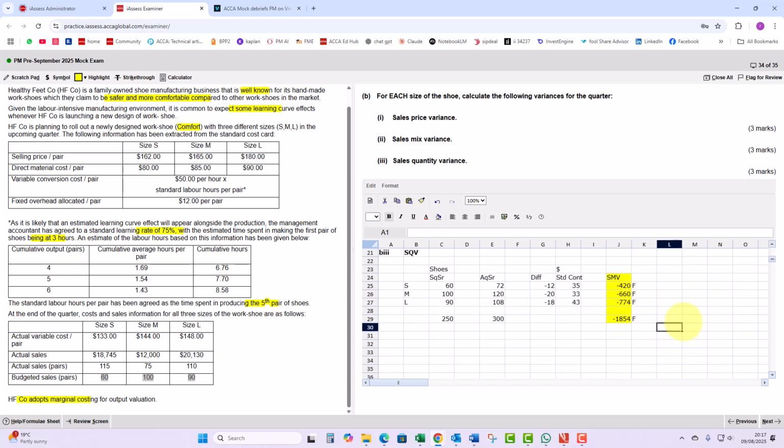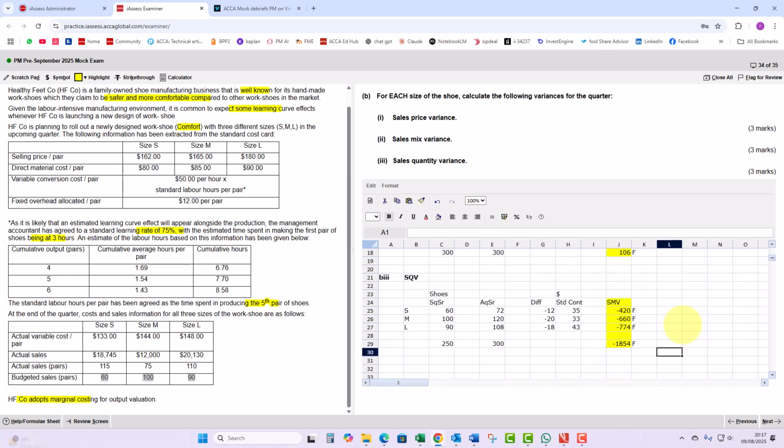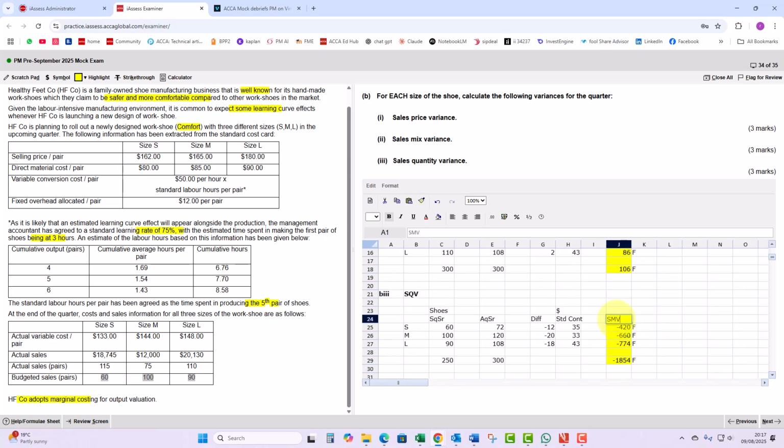And that's my 9 marks for the variance calculation. The only thing I need to change is I've got my heading wrong here. That's the sales quantity variance.